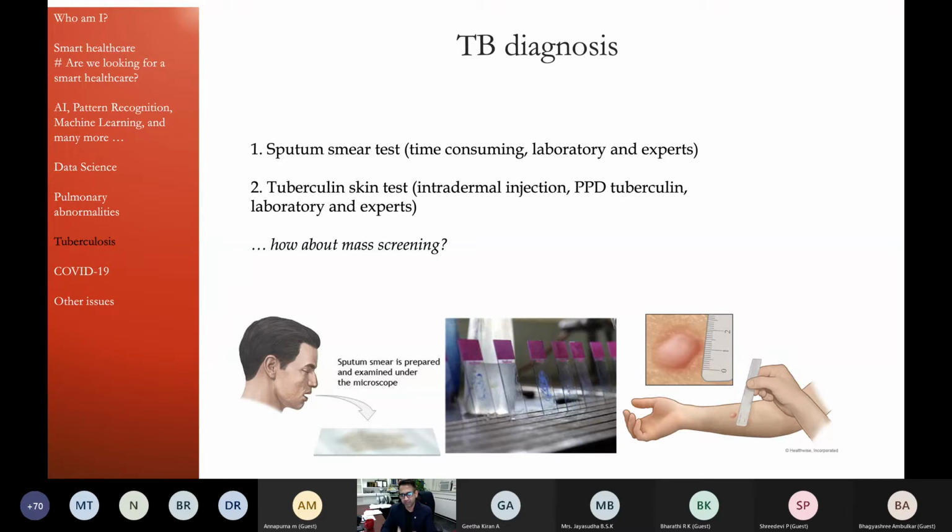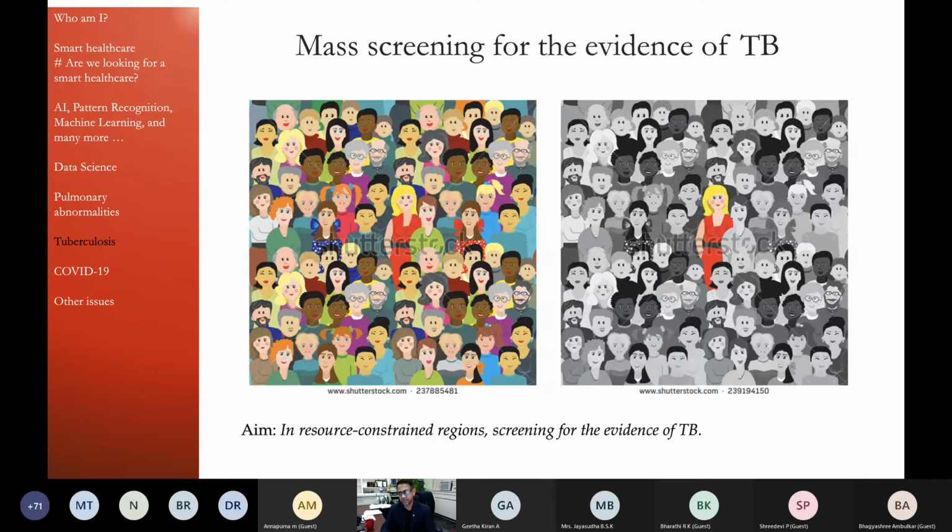TB diagnosis happens this way. Number one, you cough and people test in laboratory settings, and you also have a skin test. You do the skin test, but this is frustrating because it is expensive, and you have to wait for the results, probably 2 weeks, 3 weeks, sometimes a couple of days, but you need to pay extra money. It's frustrating and time consuming.